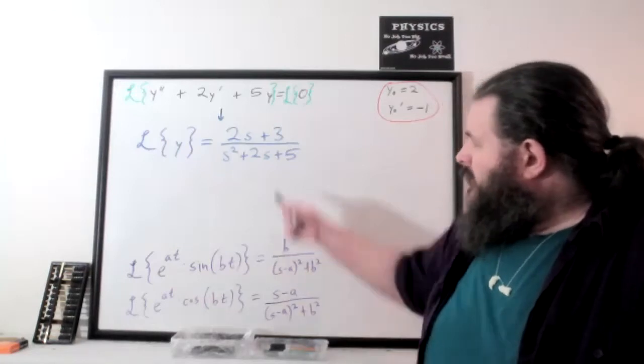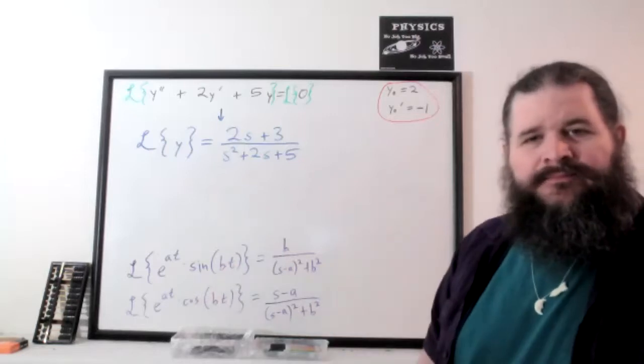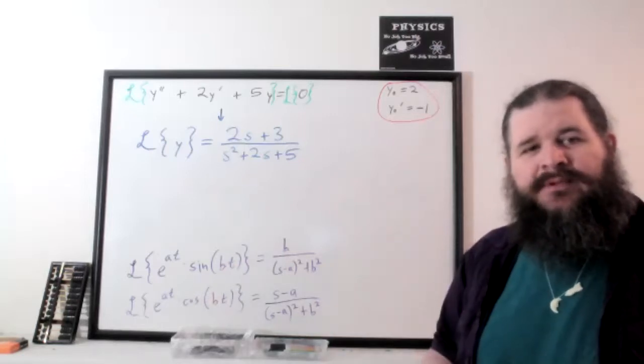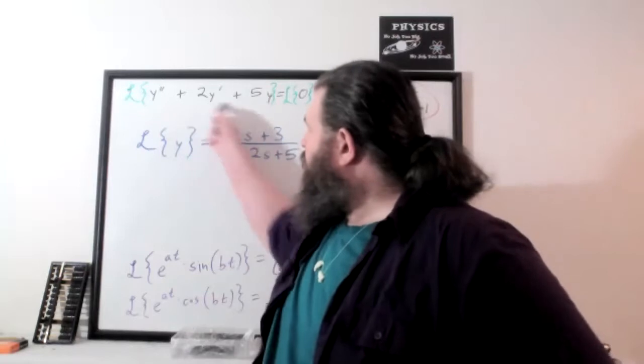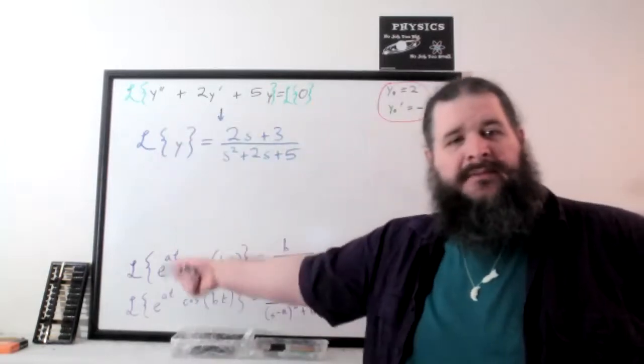So let's see if we can make this Laplace transform look like some combination of these. And we should kind of expect that anyway. If the characteristic quadratic leads to complex roots, we should expect some combination of sine and cosine multiplied by exponential functions.